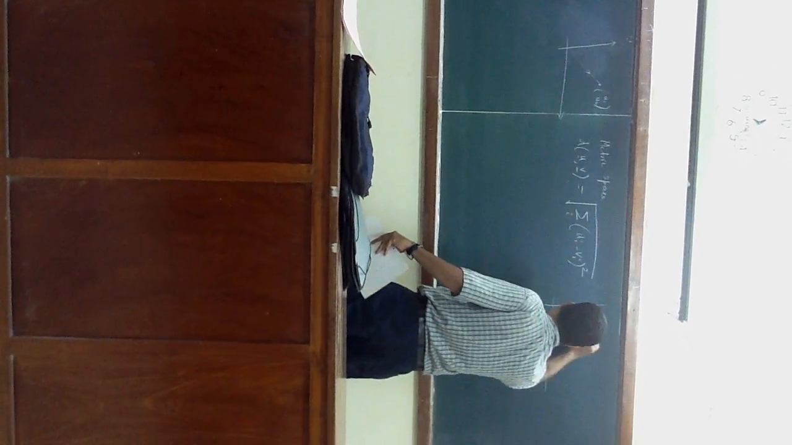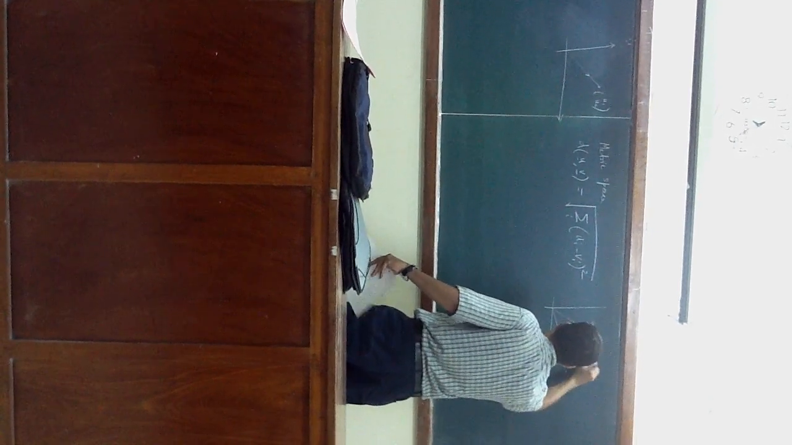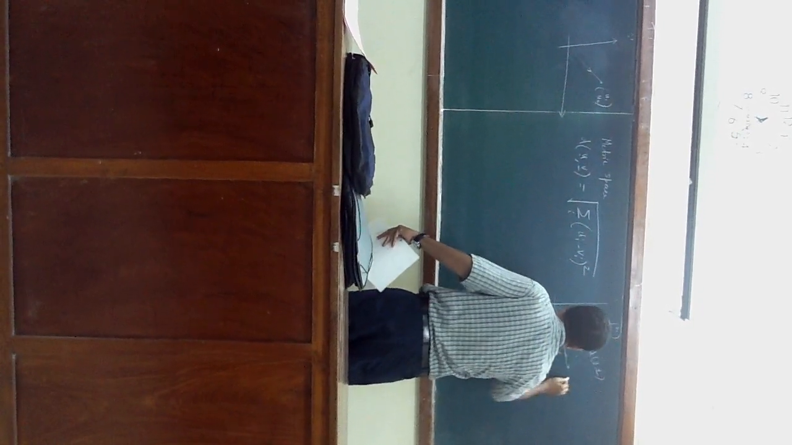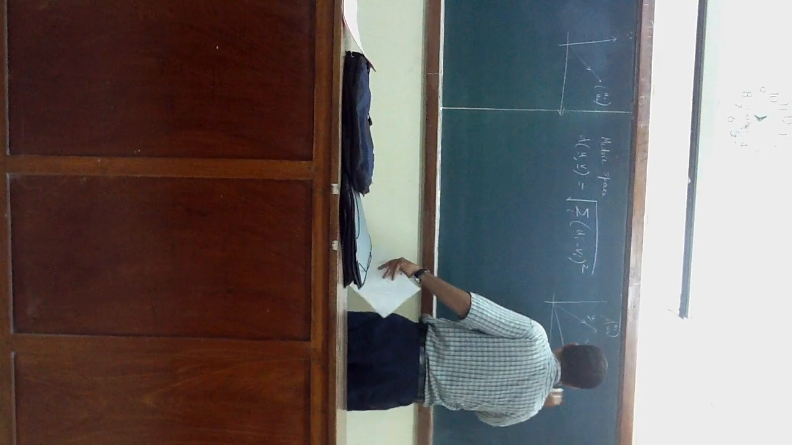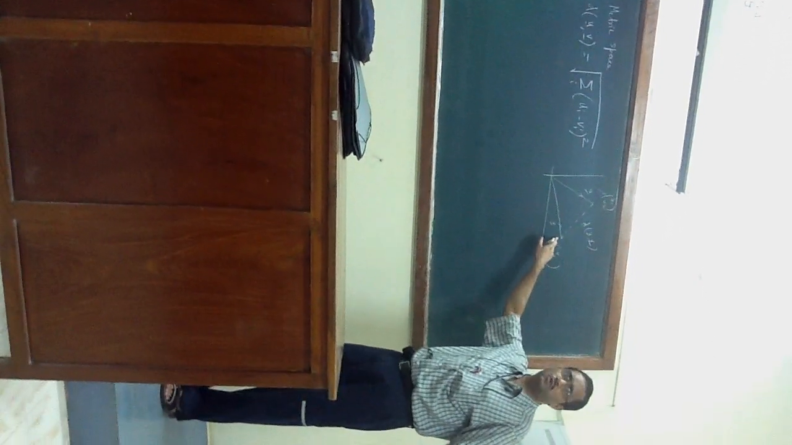Do you agree or not? Yes? Why? From coordinate geometry. This is the u vector. This is the v vector. This is d(u bar, v bar). Here the u vector you denote as u1, u2, and the v vector you denote as v1, v2. That means the coordinate of this point is u1, u2, and the coordinate of this point is v1, v2.